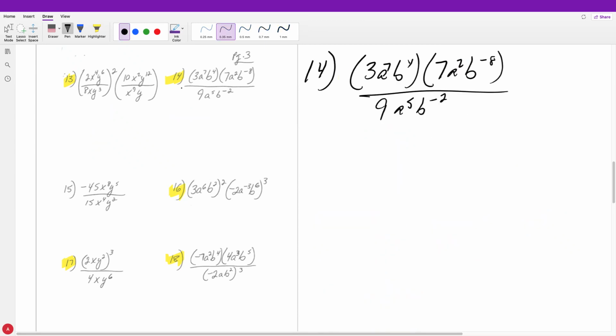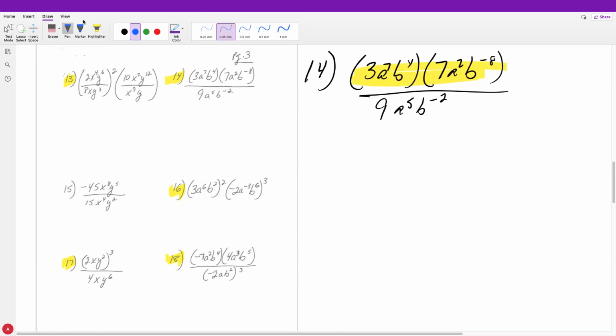All right, so for question number 14, there's multiple ways we can go about doing this. I don't want to confuse anyone by doing it all at once, so I'm just going to do it piece by piece. But I'll show you what I mean by doing it all at once, kind of after we go through it. So I'm just going to simplify my numerator first.